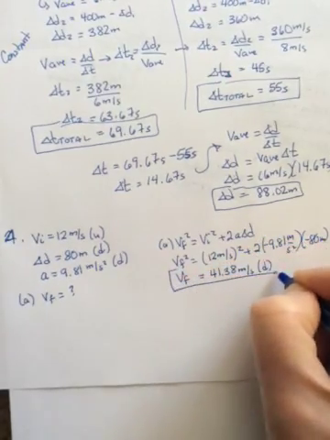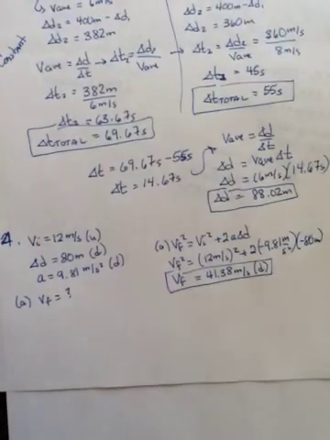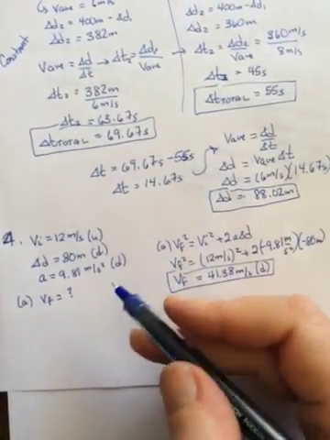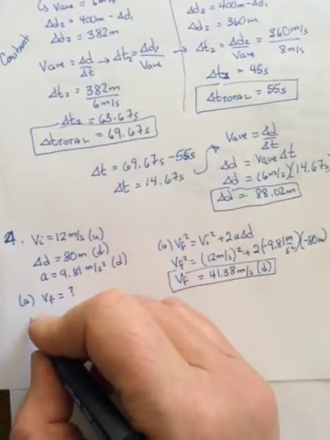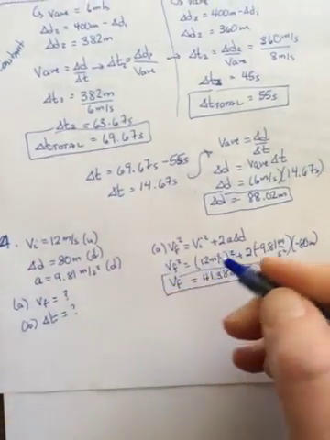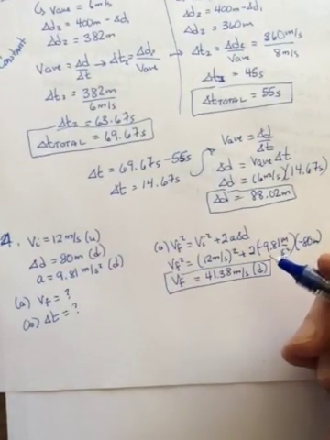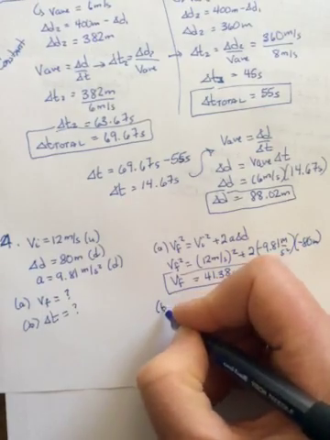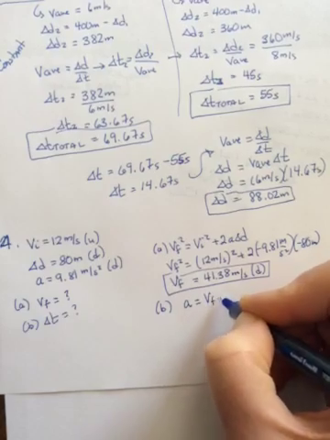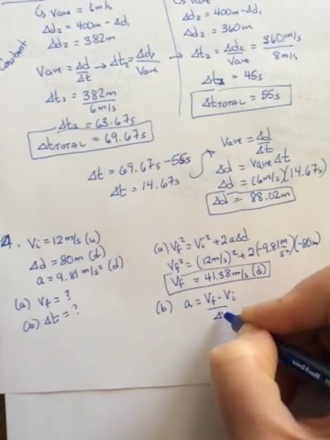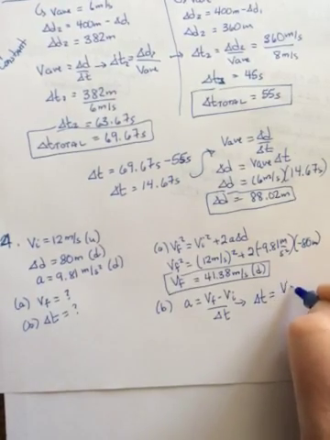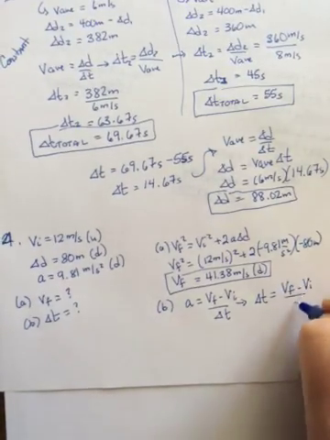Okay, that's part A. Part B says, how long did it take the package to reach the ground? You're looking for time. You could do delta D is equal to VI delta T plus 1/2 A delta T squared, but if you do, it'll be a quadratic. So now that you have your VF, I would suggest you do A is equal to VF minus VI over delta T. So delta T is equal to VF minus VI over A.